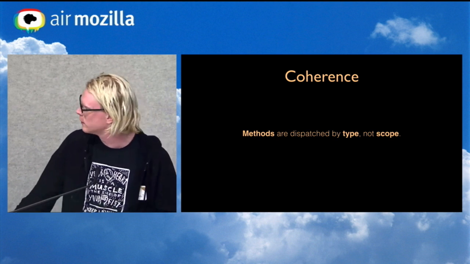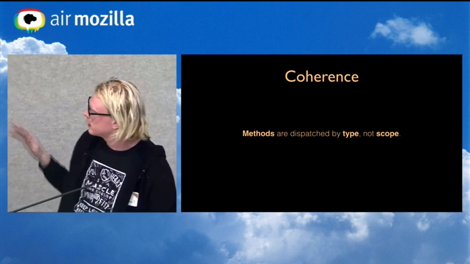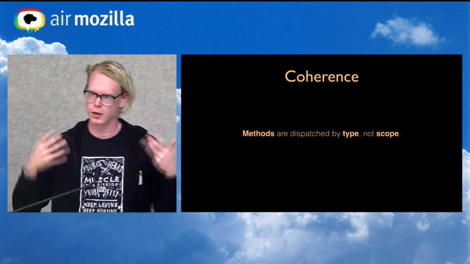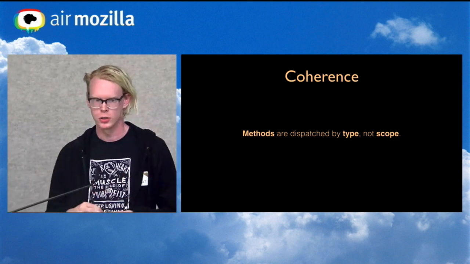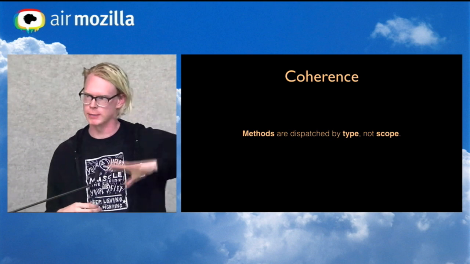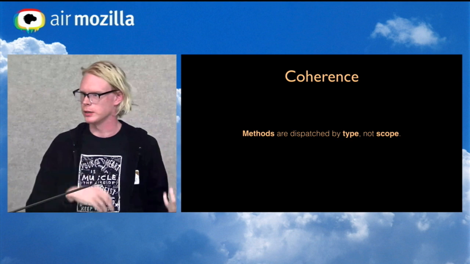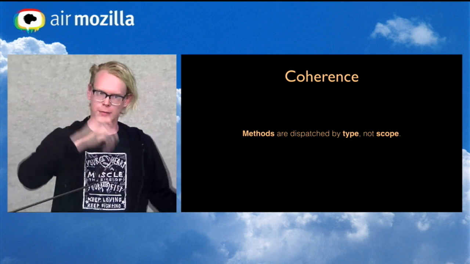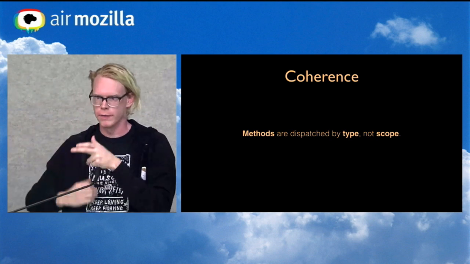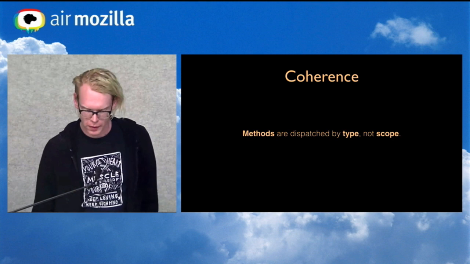And I think the general principle that coherence is about is this idea that methods should be dispatched based on the type that they're called on, not based on the scope that you're in. So most things are lexically scoped. Like you call a function, you're going to get a function from this namespace. But when you call a method, methods are conceptually, not in the runtime implementation, but conceptually, passed around with the type. And so you should be getting the method for that type. And it should always be the same one.